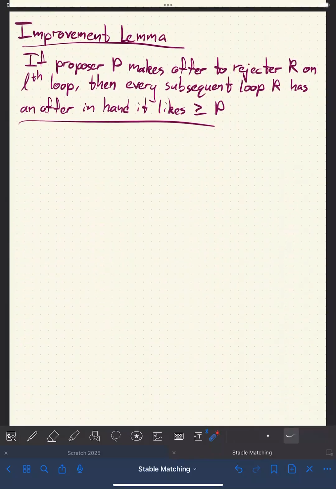From the rejector's point of view, the rejector is only going to get someone that it likes at least as much in later loops. So this is formally saying that the rejectors get better and better: if on any specific loop, let's say the Lth loop, it has P in hand, then going forward, it only has someone it likes at least as much as P. So let's go ahead and prove this.